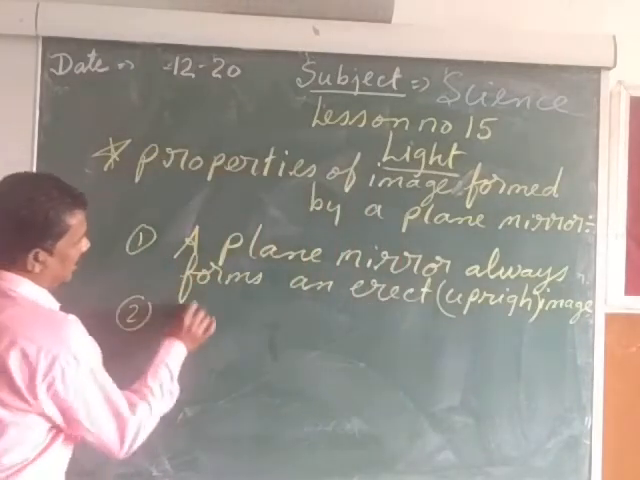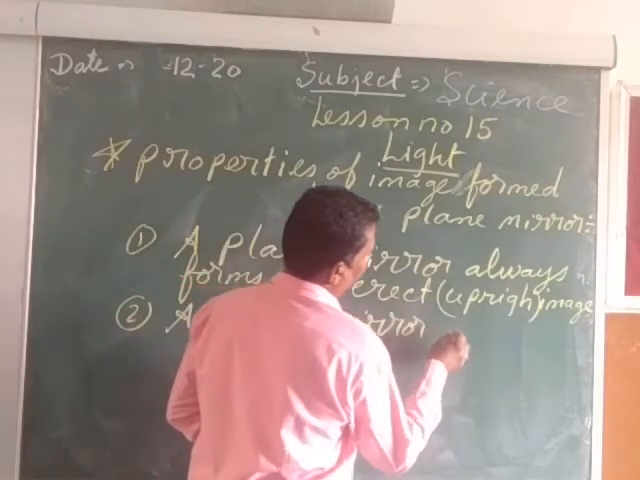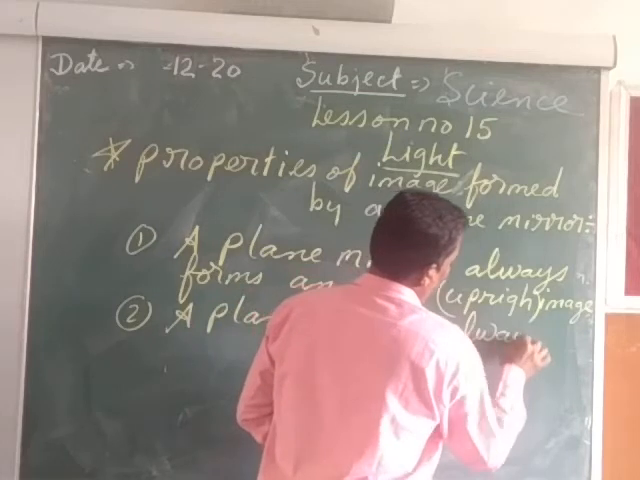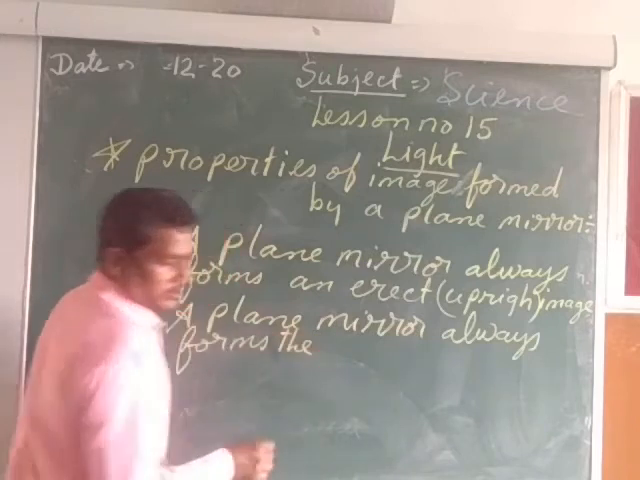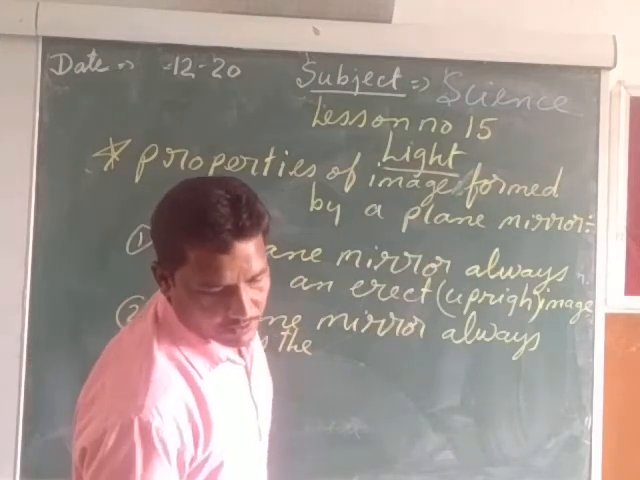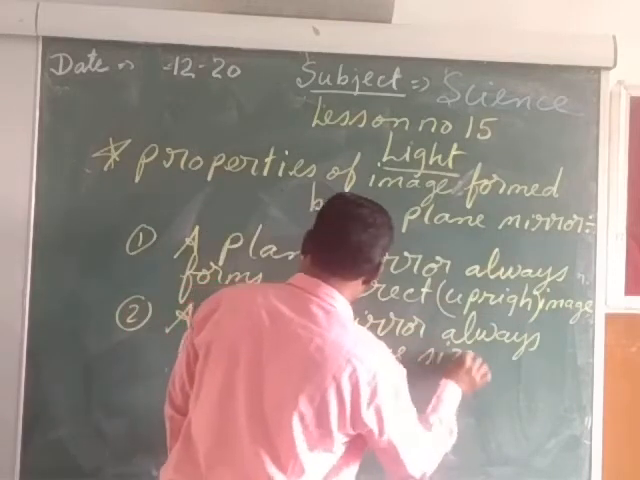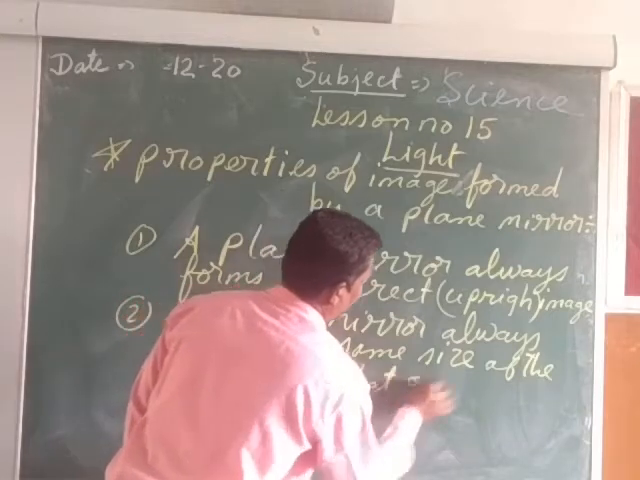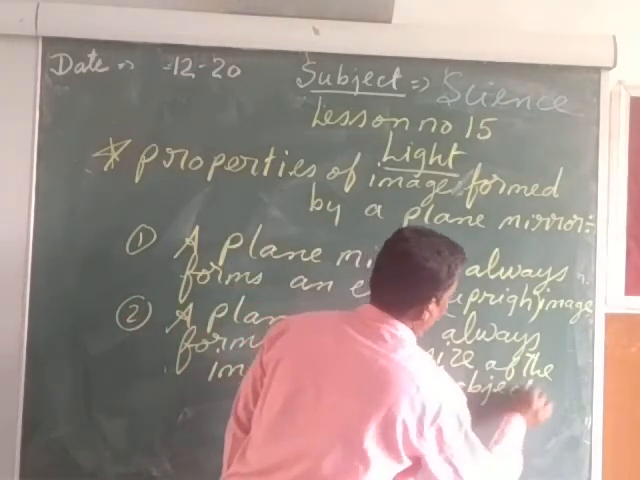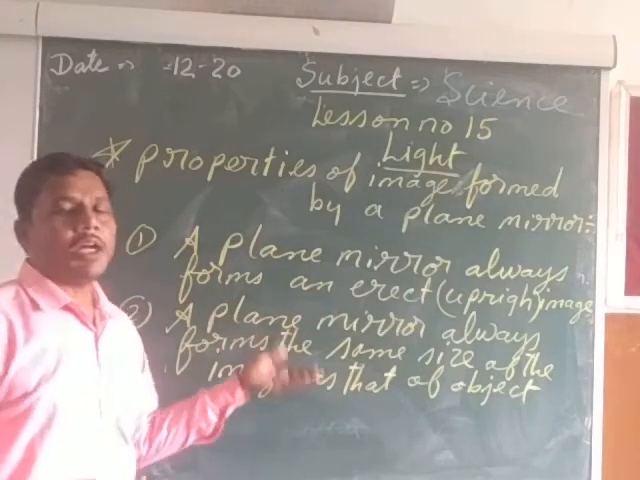The second property: a plane mirror always forms the same size of image as that of the object. It means a plane mirror always forms the same size of the image as that of the object.